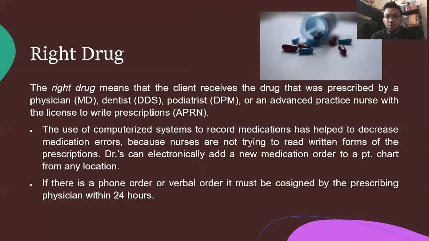So the use of computerized systems to record medications has helped to decrease medication errors, because that is very common among hospitals. Since nurses are not trying to read written forms of the prescriptions, doctors can electronically add a new medication order to a patient chart from any location. So with the use of technology nowadays, we have smartphones, computers, and software, wherein the doctor can prescribe medications remotely. For example, they're at home, they're on call. The nurses can view them on the computer at the nurse's station.